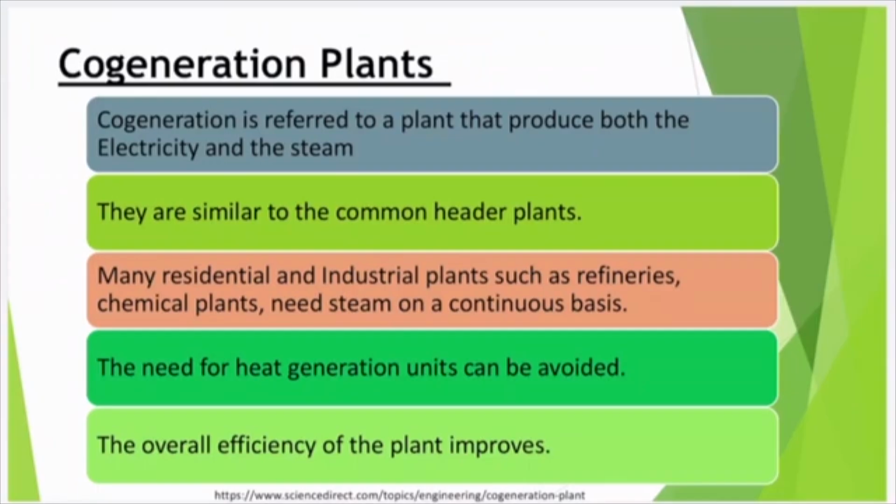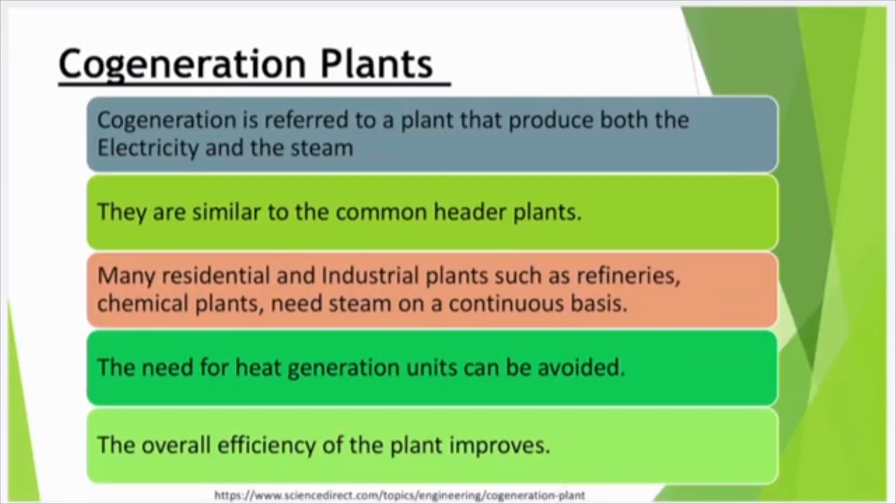So what we can do, if you need steam for your survival and you also need electricity, then we can assign some of the power plants not only to focus on electricity generation, but part of the steam can directly be taken out of the power plant for residential use or industrial use. And the plants that are focused not only on generating electricity, but also responsible for steam generation, those power plants are known as cogeneration power plants. Cogeneration refers to a plant that produces both electricity and steam.